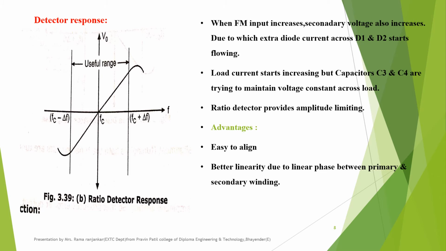Now let's see the detector response here. When the FM input increases, the secondary voltage also increases, due to which extra diode current flows across D1 and D2. Load current starts increasing, but the capacitors C3 and C4 try to maintain the voltage constant across the load. So the ratio detector provides amplitude limiting. The advantage of this circuit is that it is easy to align, with better linearity due to the linear phase between primary and secondary winding.